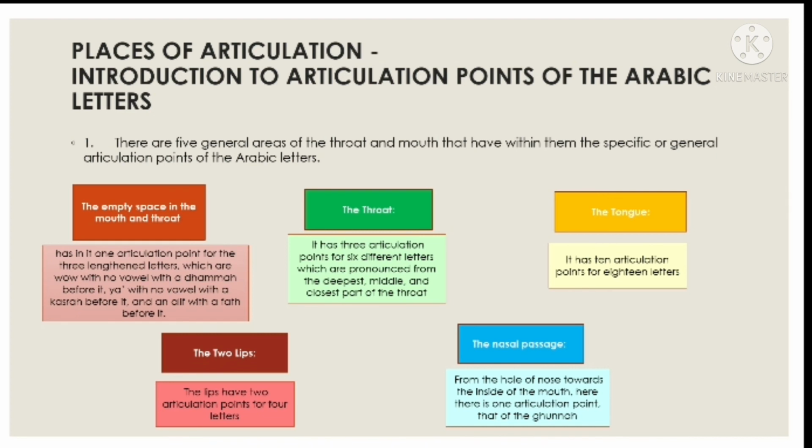So basically you have all of these 5 general areas, and from these 5 general areas, the empty space in the mouth and throat, the throat itself, the tongue, the 2 lips, and the nasal passage, from these areas you get all the letters, and there are different articulation points within these areas, which we will be discussing inshallah in future in more detail.